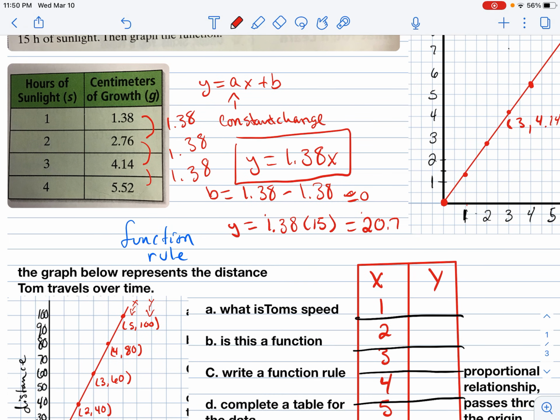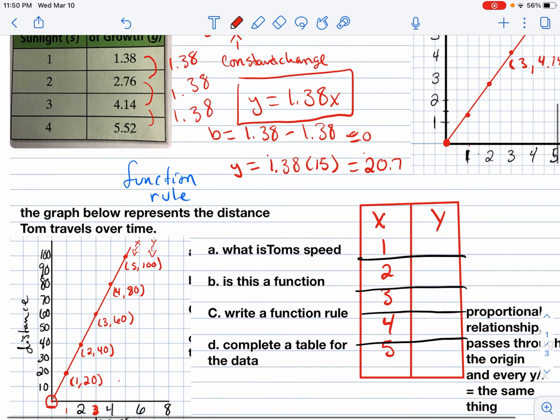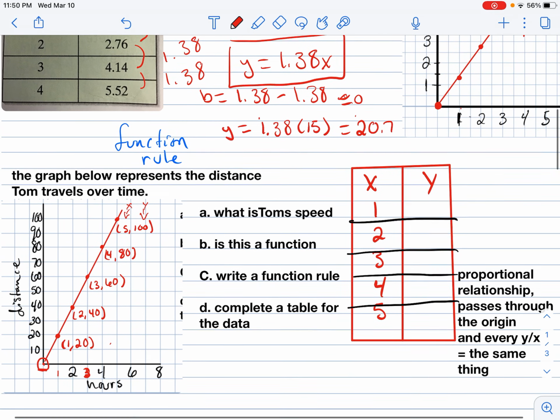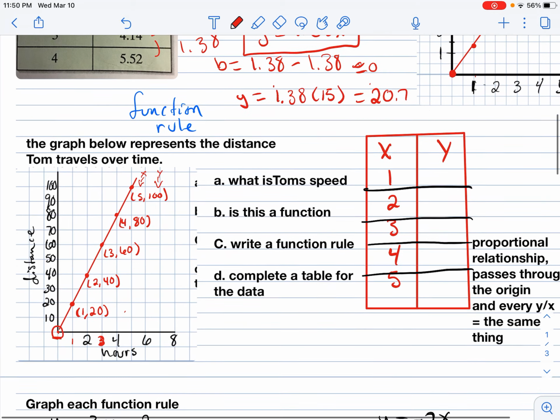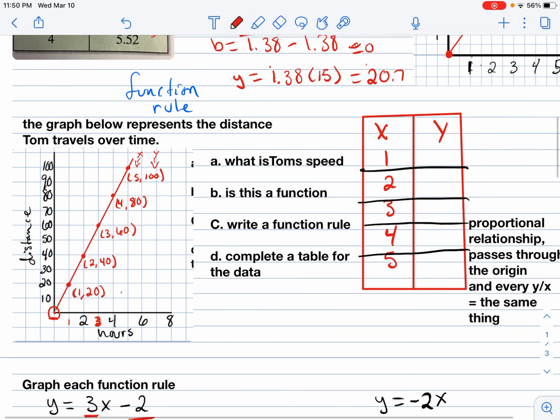Okay, so there we were given tables to fill out. Now we're going to look at filling out a table and answering questions based on the graph we have. So the graph here represents the distance Tom travels over time. Notice we start at the origin, so that means our b value is going to be 0.